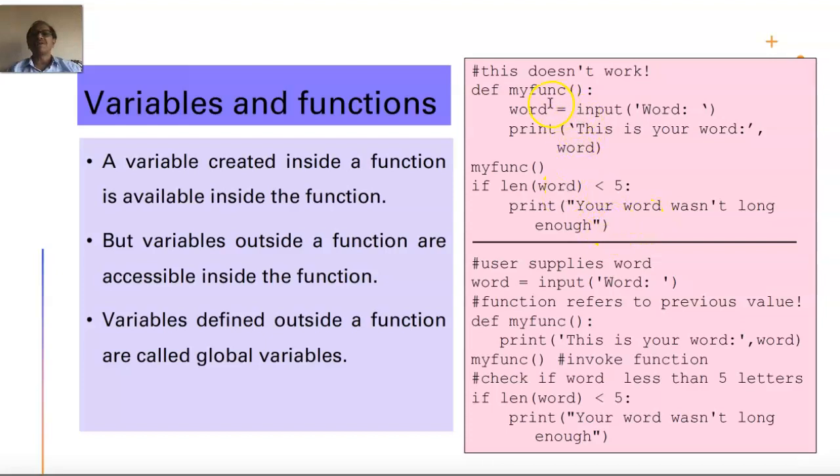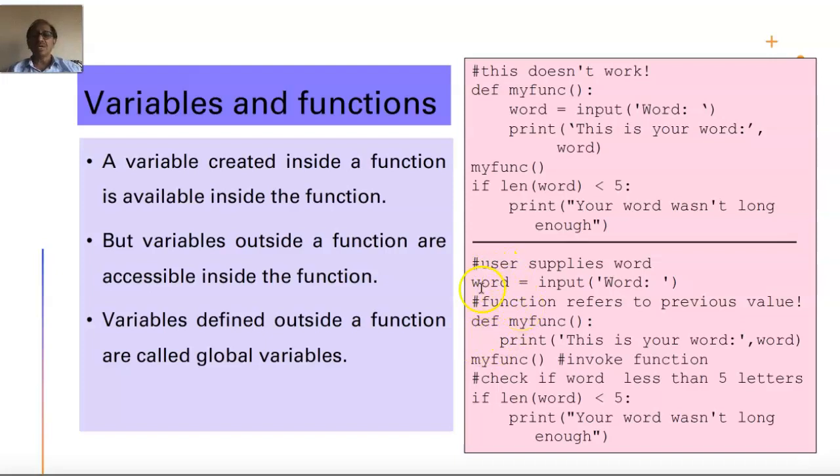This program will go into an error, right? Because the variable word is not outside the function, it is inside the function here. But variables outside a function are accessible inside the function. Such variables are called global variables. Like, look at this program.